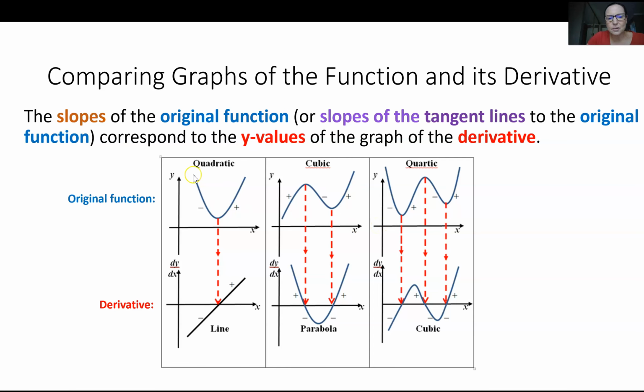Look at this. I have a quadratic equation here that changed direction right here. Well, if you were to draw a tangent line there, it would be horizontal, which means its slope would be 0. So on the graph of the derivative, that's a y value of 0. The slopes of the original function correspond to the y values of the graph of the derivative. Horizontal tangent lines, because horizontal lines have 0 slopes, correspond to zeros on the derivative.